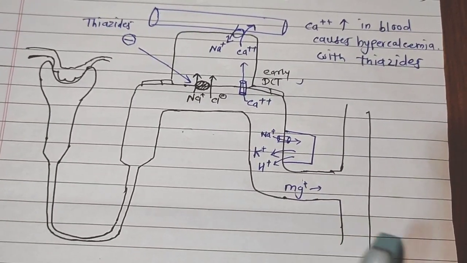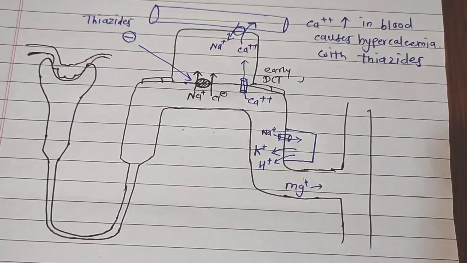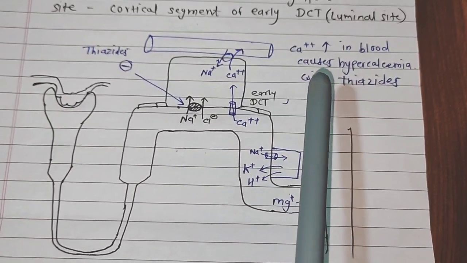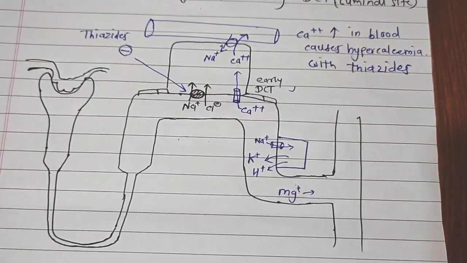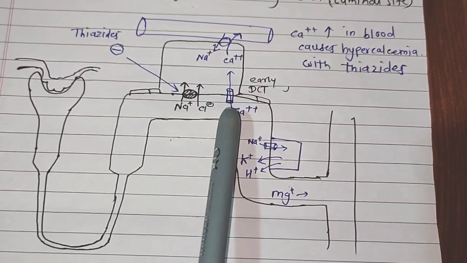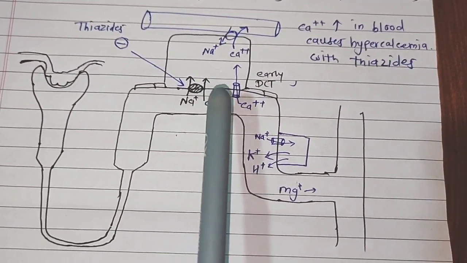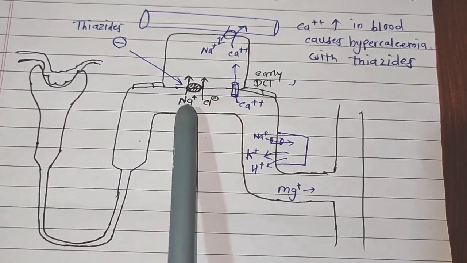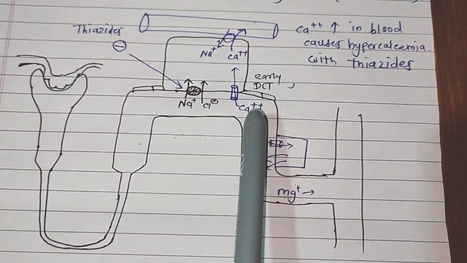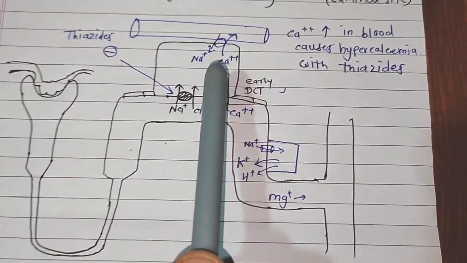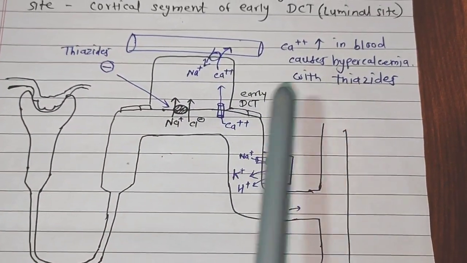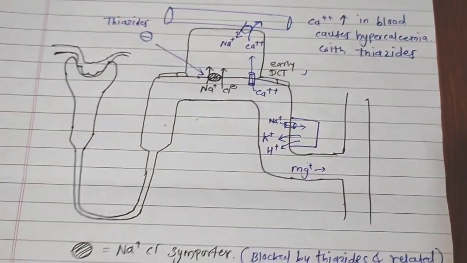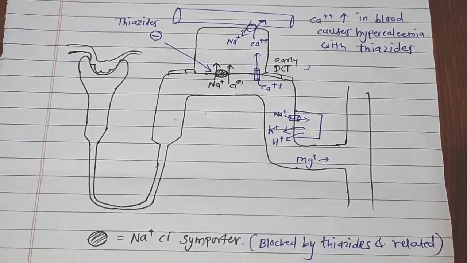We have also seen that the loop diuretics cause hypocalcemia, but in the case of thiazides there is the opposite condition. They cause hypercalcemia, and the reason is that there are some special calcium transporters present in the cells of the early DCT. When these ion channels are blocked by the thiazides, there is opening of the calcium channels and the calcium concentration in the blood increases. That's why they cause hypercalcemia, which is opposite to the loop diuretics, which cause hypocalcemia.